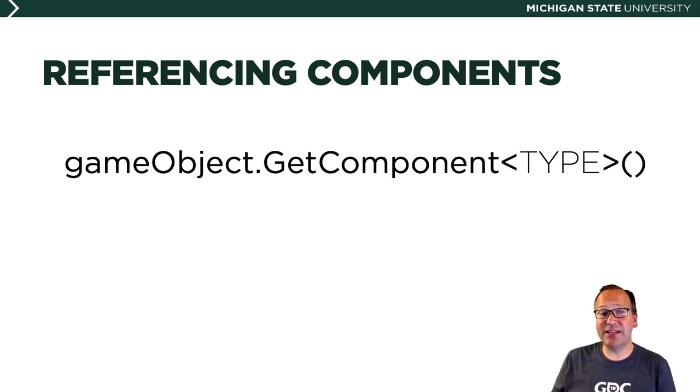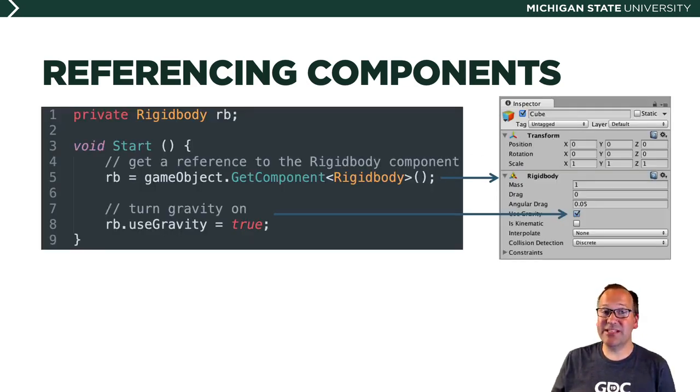To get a reference to any component type on a game object, you can use the gameObject.GetComponent function and then specify the type of the component. Once you do that, you can then manipulate the component. For example, this script gets a reference to the Rigidbody component attached to the game object and sets it to a variable named rb. It then modifies the useGravity variable, setting it to true, or on.